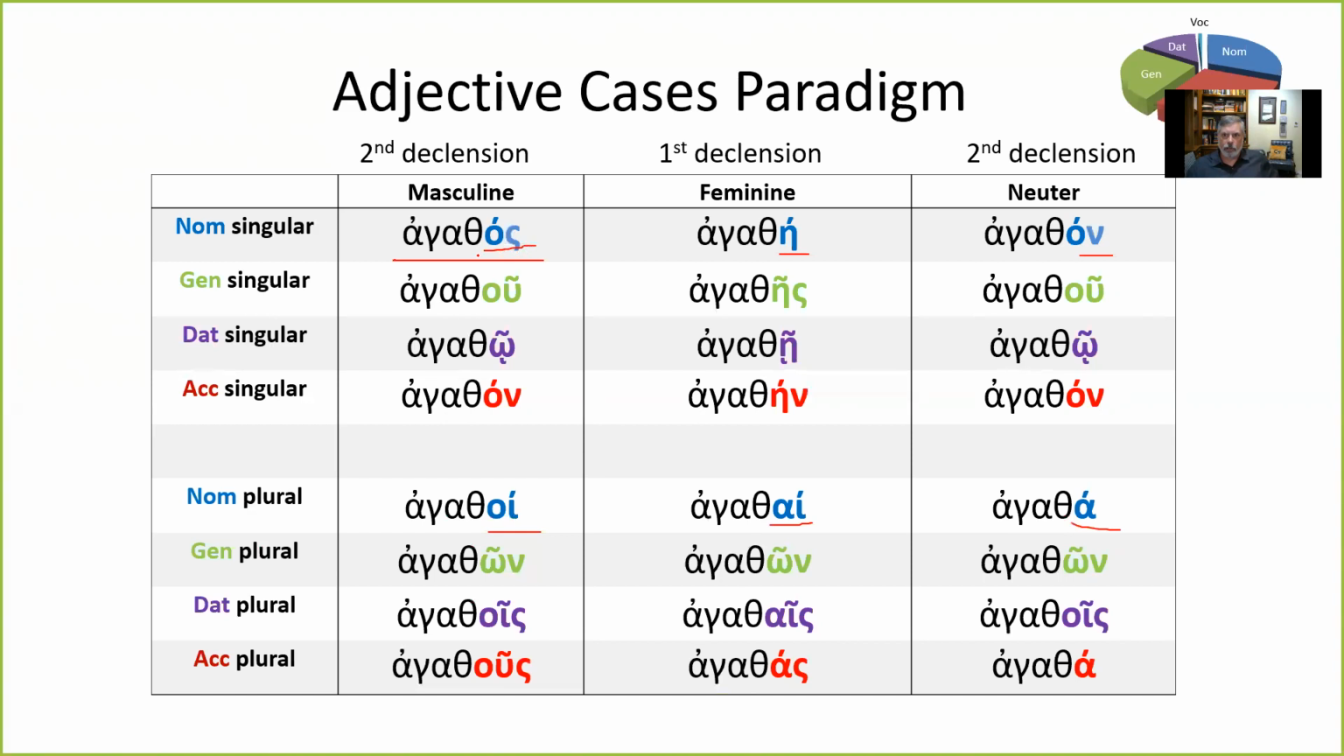Then I'm going to see agathos. If it is talking about a woman, then we'll use agathe. If it's something neuter, like a good table or a good book, it'd be agathon. And if it's plural, agathoi versus agathai versus agatha. And so we haven't changed our endings. We know all these endings already. All we've done is taken the adjective, where a noun is always going to be masculine, second declension, either singular or plural.